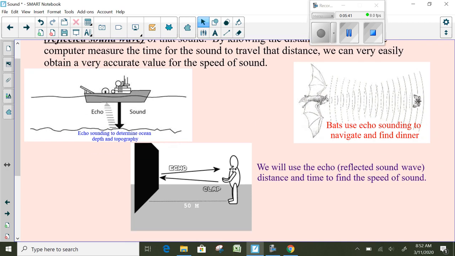In lab, we're going to do essentially this. We're going to make a noise, have it hit something, and come back, and we're going to time that. So if this were 50 meters away, the sound travels 50 and then another 50 for a total of 100 meters. If we knew the time for the total trip and the distance of the total trip, we can get the speed of sound.